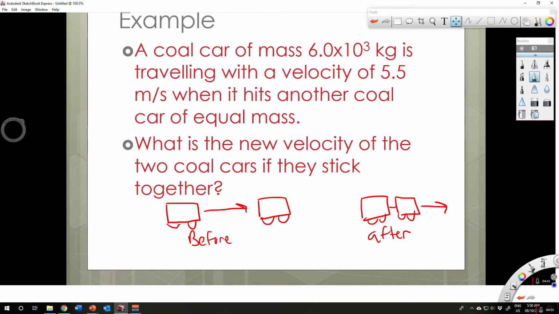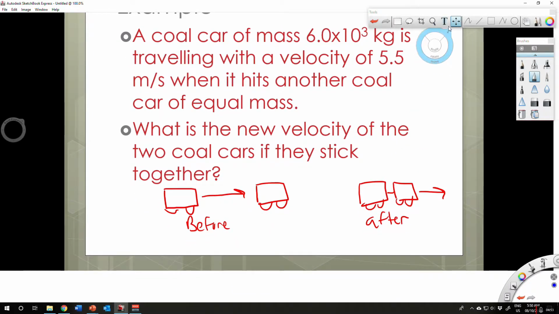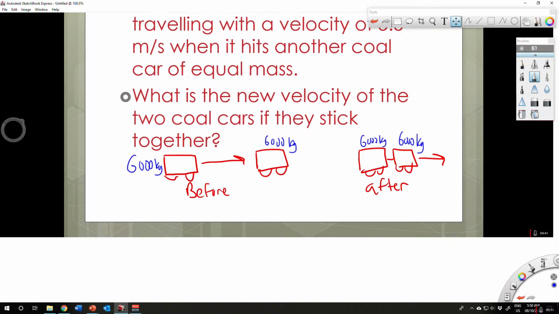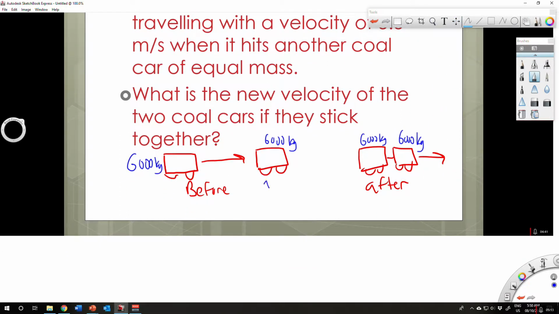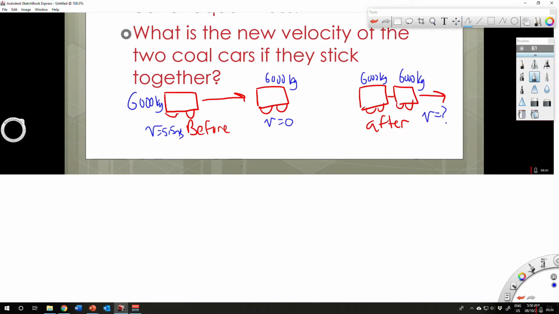So both coal cars have a mass of 6,000 kilograms. So I can write that down. 6,000 kilograms. 6,000 kilograms. Okay, before, this one has a velocity of 0. This one has a velocity of 5.5 meters per second. And here, the combined mass has some unknown velocity. All right, so now I can calculate the momentum.